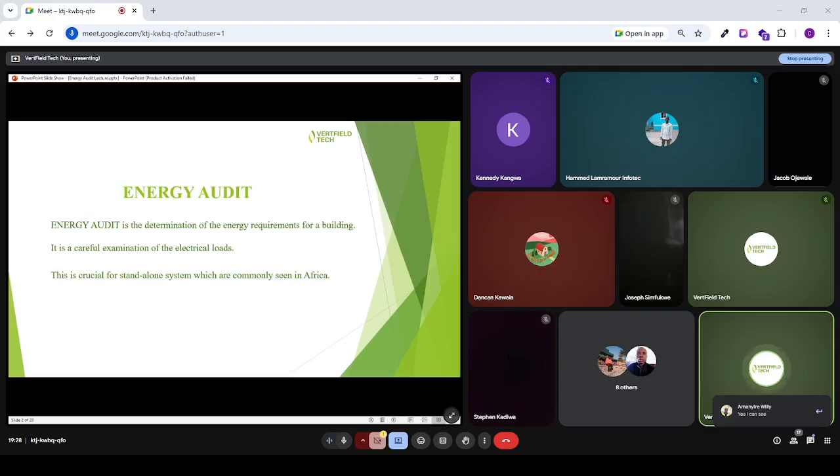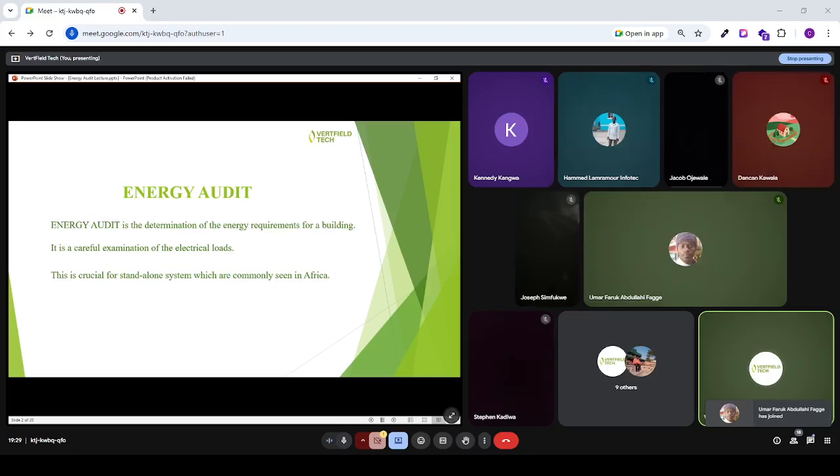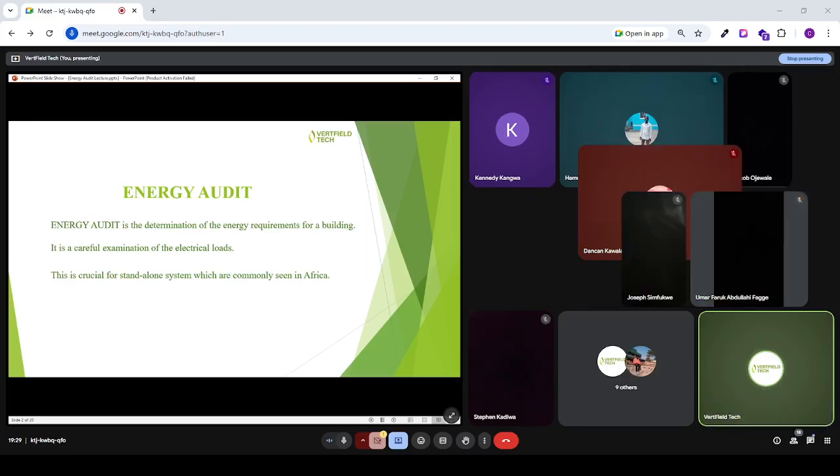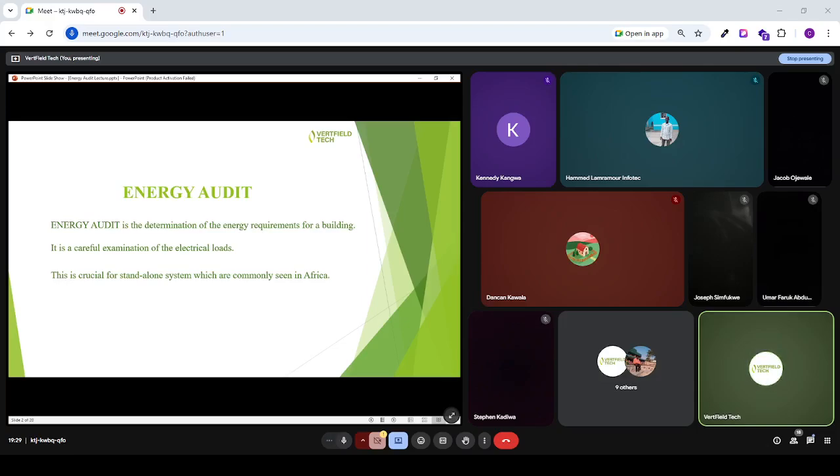What I said earlier was the introductory part of this very course, and we said that this is the very beginning of the premium class. We are going to be dealing with energy audit, as you can see on my screen. Energy audit is the determination of the energy requirement for a building. It is a careful examination of the electrical loads. It is crucial for standalone systems commonly seen in Africa.